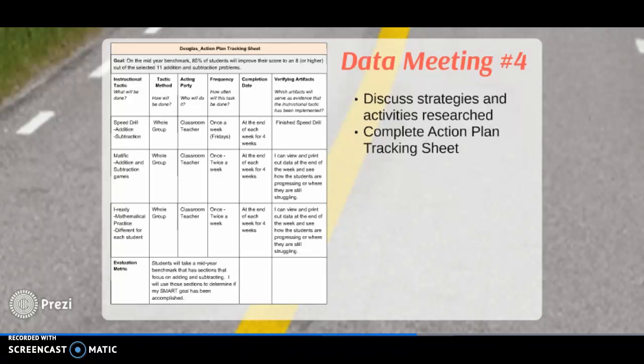In between Data Meetings 3 and 4, the PLC is supposed to research and bring new strategies and activities that support the SMART goal to Data Meeting 4. These will be used to create a data action plan. Here is the data action plan I developed. I found 3 tools I could use that I felt would benefit my students. 2 of them will be used in the computer lab, which will not only work towards my SMART goal, but also aid in answering my exploratory question.